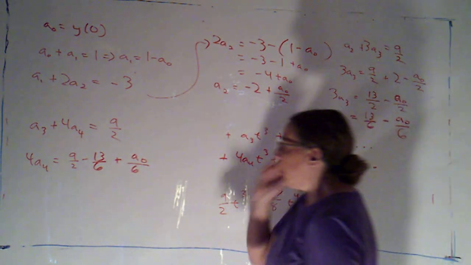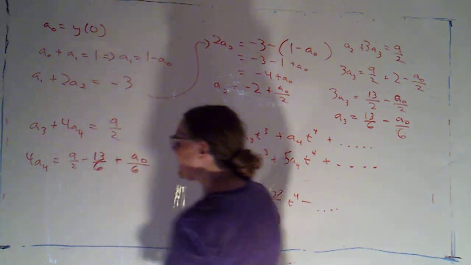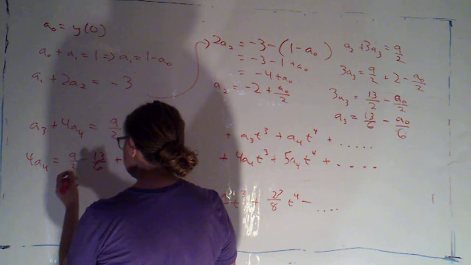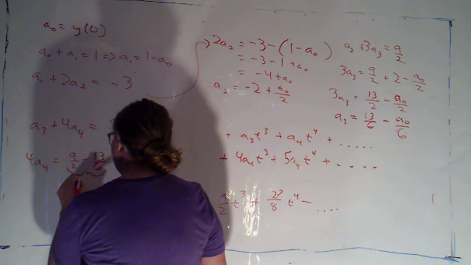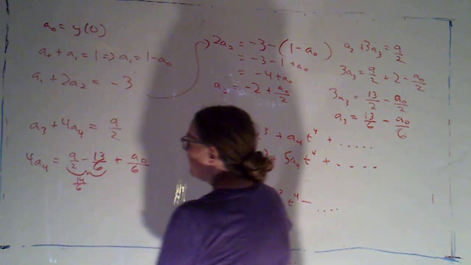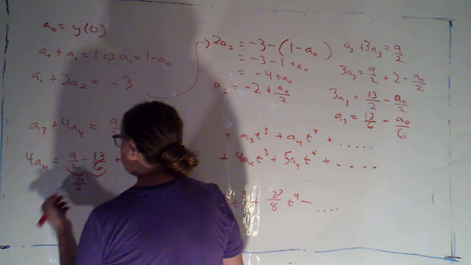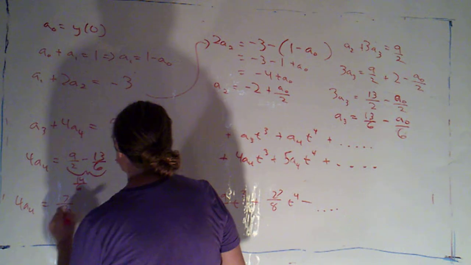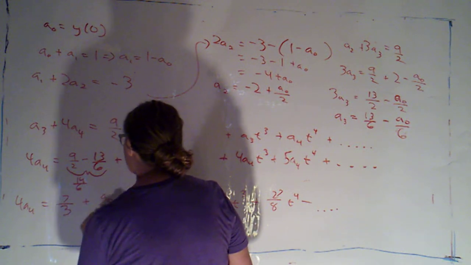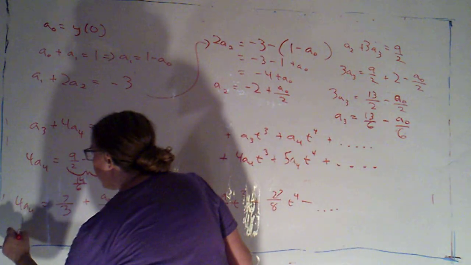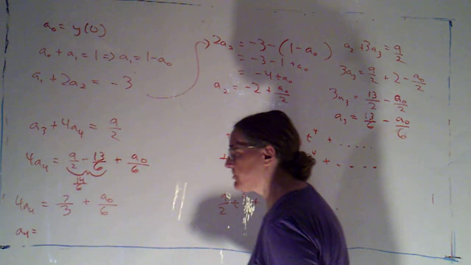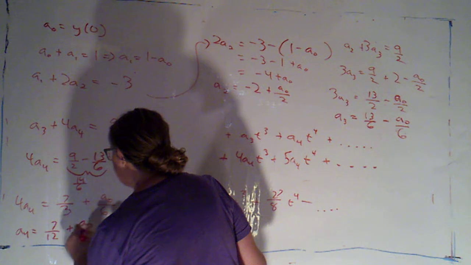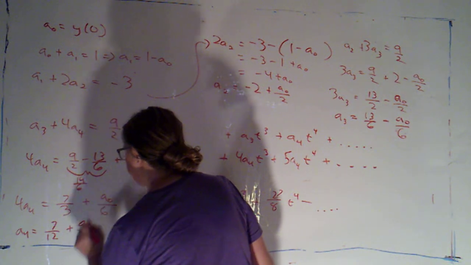Okay. So let's see, 9/2 would be 27/6 minus 13/6. That would be 14/6, which I can reduce. Let's go ahead and reduce. So 4A4 is going to be 7/3 plus a naught over 6. For A4, I'm going to just divide through by 4. It's going to be 7/12 plus a naught over 24.